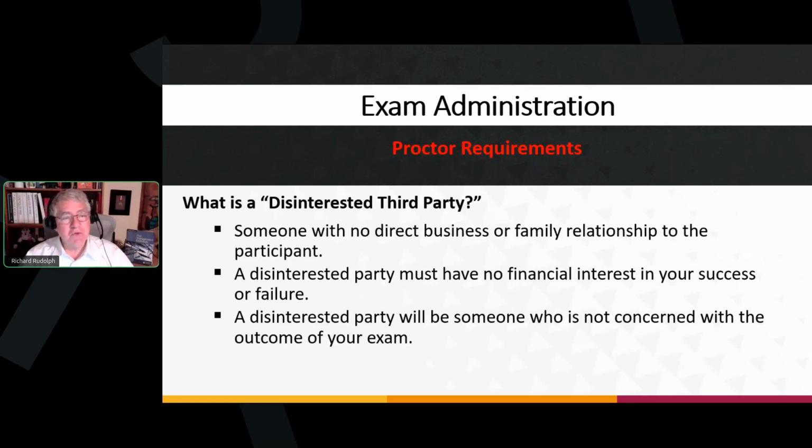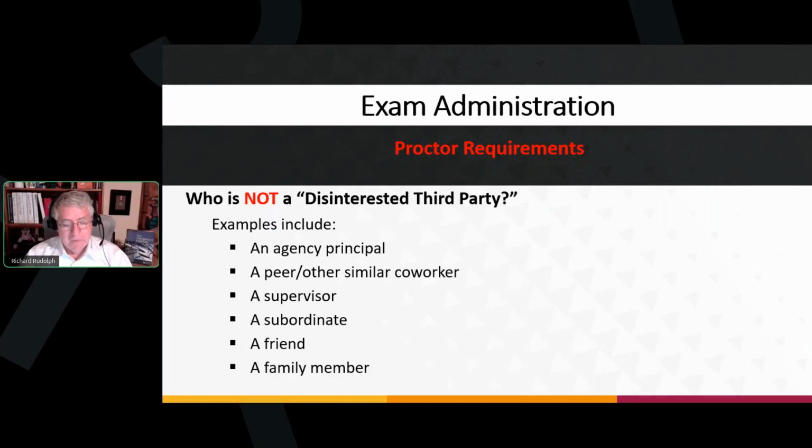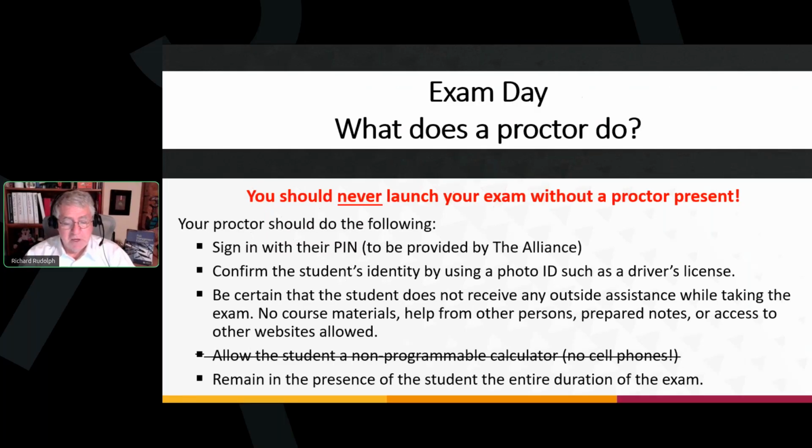The disinterested third party is exactly what it means. Somebody who has no... They don't have a dog in the fight, so they don't care if you pass or not. They're just there. That means these kind of people are not, these are parties of interest for you, particularly friends, family members, peers, supervisors, that kind of stuff. So they have to be a distant person who really has no, like I said, no dog in the fight. You want to make sure you have the proctor set up, because there's a whole bunch of protocols.